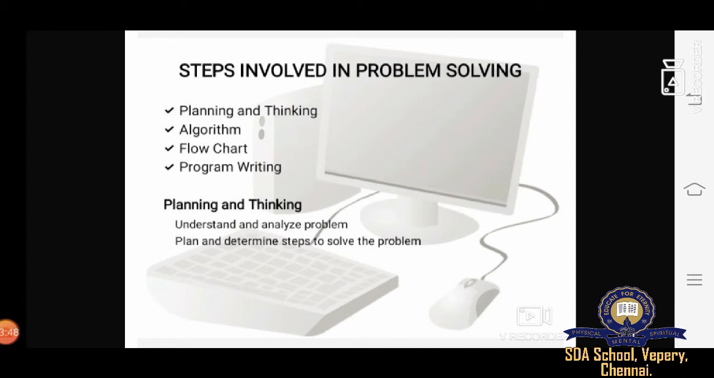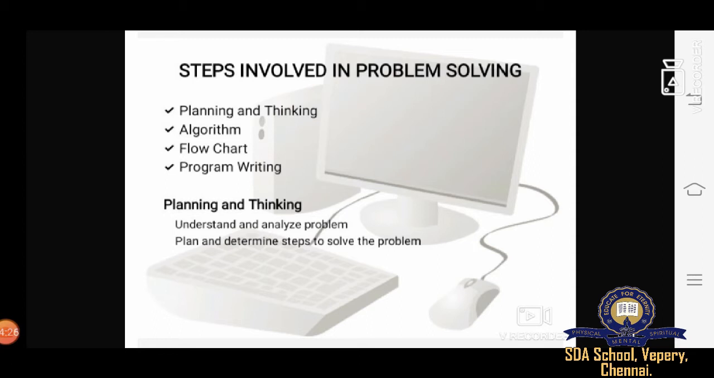Hence, the different steps involved in solving a problem are the steps that we need to follow. First we need to plan and think, then algorithm, flowchart and program writing. So these are the different steps involved in solving our problems. First we'll study the first topic, planning and thinking.